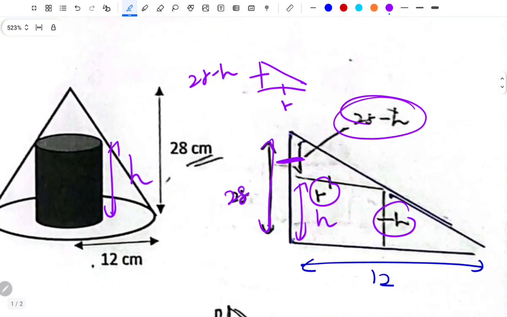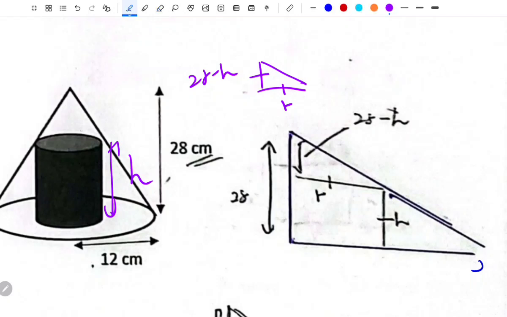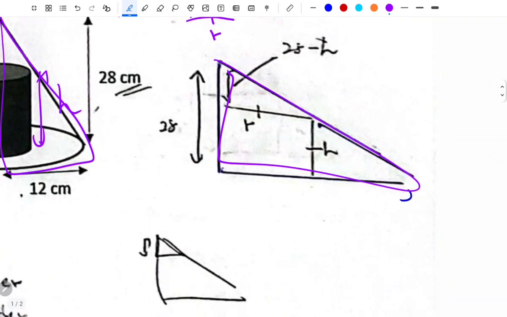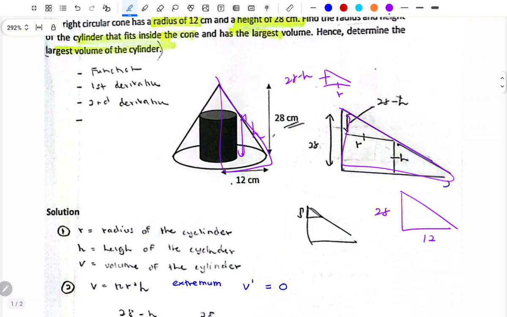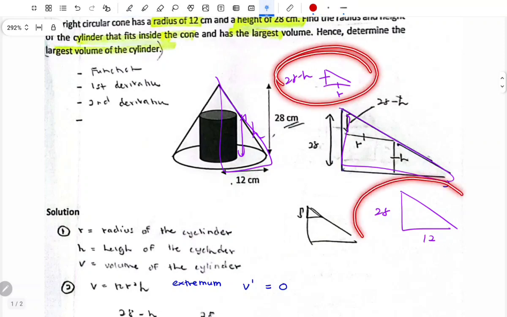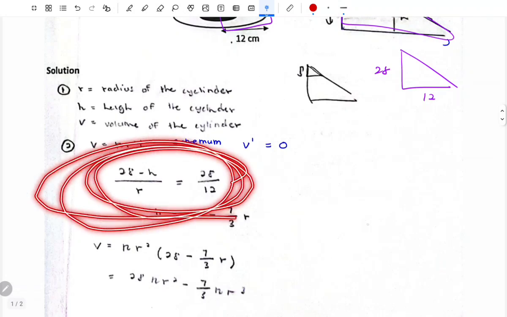And now, how about the big circle? Okay, the big circle, you just follow this one. So the big circle is going to be 28 and 12. Okay, so now we get these two features, of which we can do the ratio in this form, which I made the ratio.